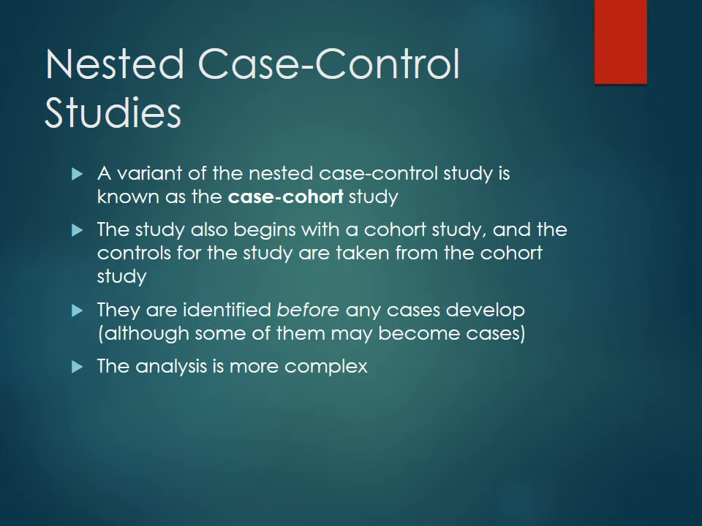All right. A variant of the nested case control study is known as a case cohort study. The study would also begin with a cohort study that was already existing, and the controls are taken from that same cohort. They are identified before any of the cases develop. Although some of the cases may already exist there, you're basically doing another type of cohort study within the cohort study. Analysis gets a lot more complex, and they're not done very frequently, but just be aware that they exist.